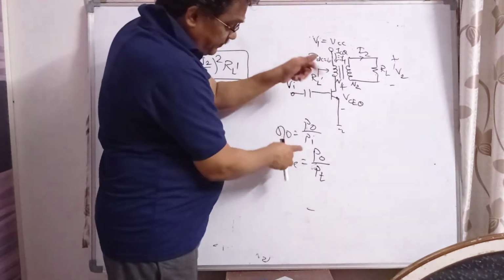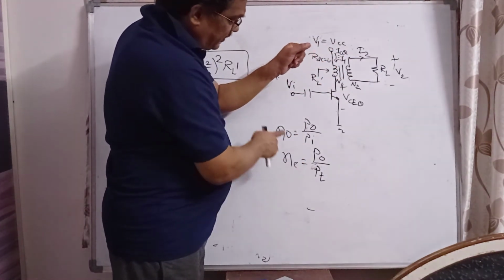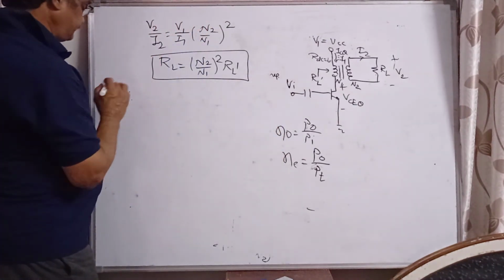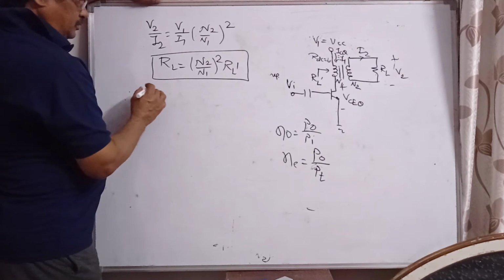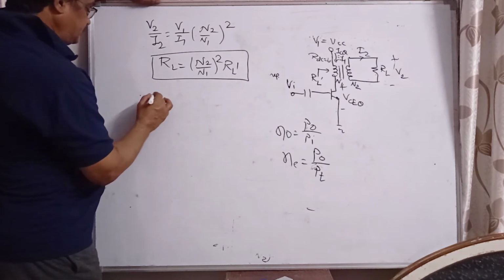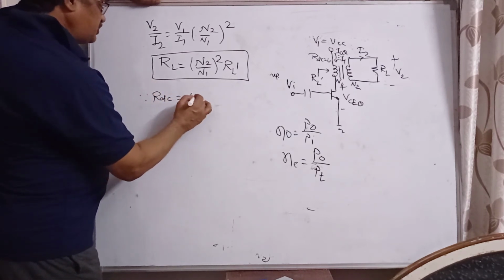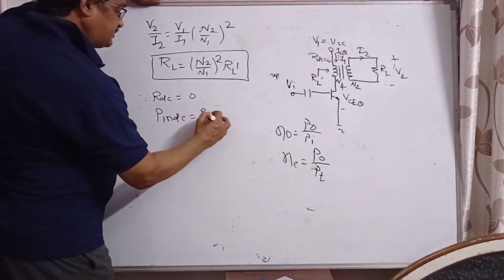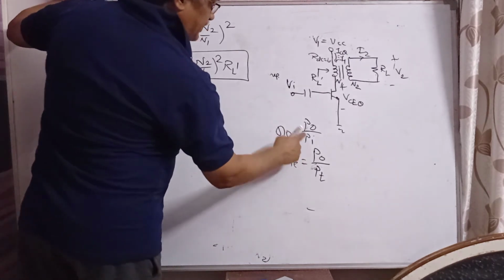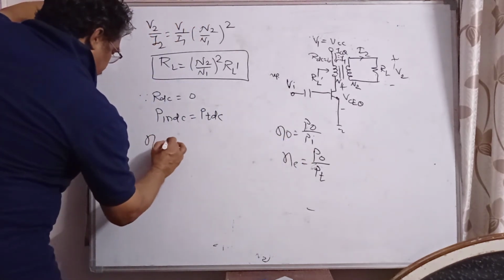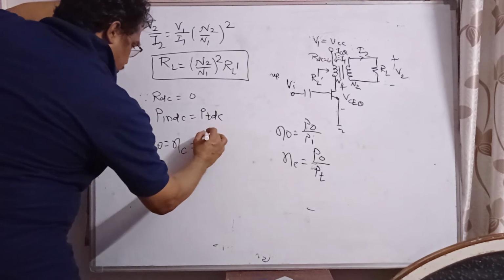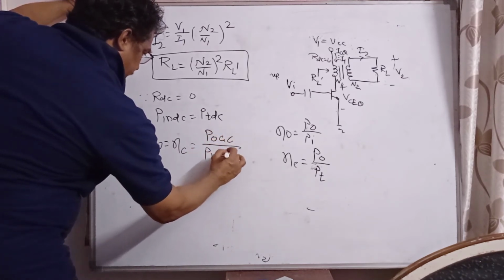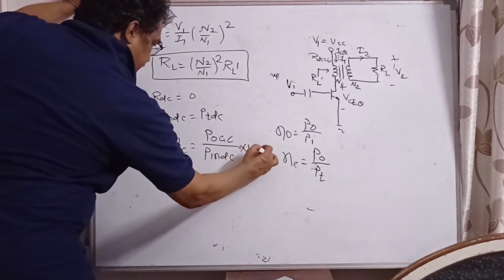The numerators are already the same, and if input power is equal to transistor power, then overall efficiency will be equal to collector efficiency. Therefore, since RDC is equal to 0, P input DC is equal to P transistor DC, and if these two are the same, it means that eta O is equal to eta C, which is equal to output AC power upon input DC power into 100%.